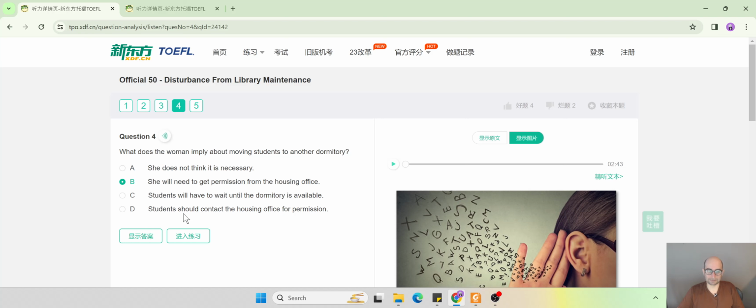She didn't say that students should go call them up and figure out whether they have availabilities or not, right? No, actually, she said, let me contact them, let me call them, and I'll let you guys know later. So leave your number, your email, whatever, I'll get back to you. So B here is the right answer.